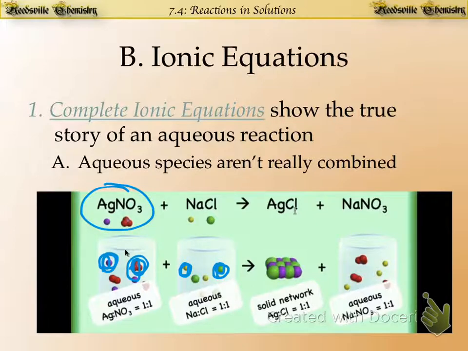In fact, in this particular chemical reaction, the only time in which the ions are actually attached to each other is when the precipitate is formed, in this case, silver chloride. There's still stuff on the product side of our yield zero that is non-combined. The sodium and the nitrate still float around in solution uncombined.